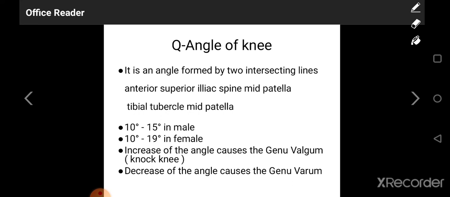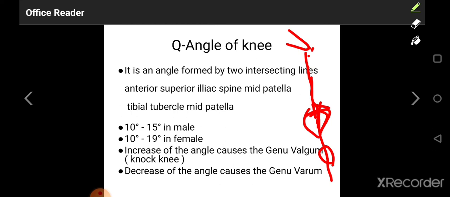Now second is the Q angle of the knee. It is an angle which is formed by two intersecting lines. One line extends from the anterior superior iliac spine up to the mid of patella. So suppose this is the anterior superior iliac spine, this is the patella and this is the midpoint of patella. So this is the one line. The other line is from the mid of patella up to the tibial tuberosity. So suppose this is the tibial tuberosity and this is the mid of patella. So another line is from this. This is the angle which is known as Q angle.